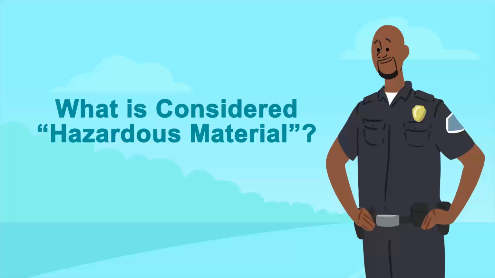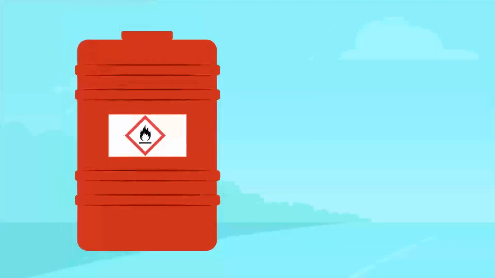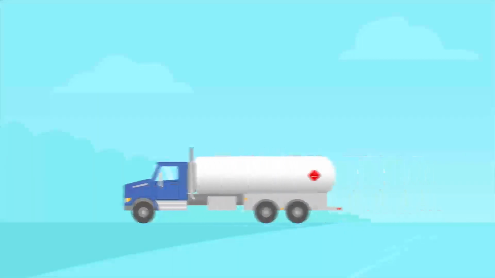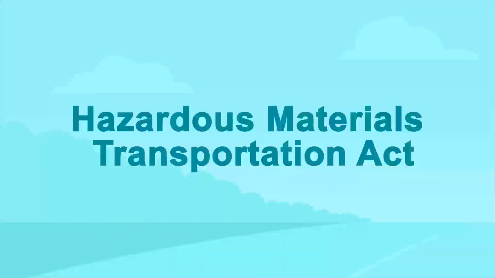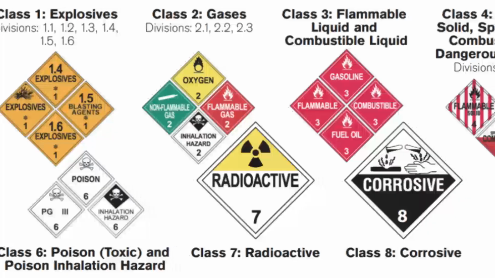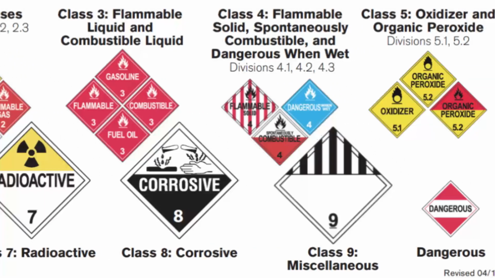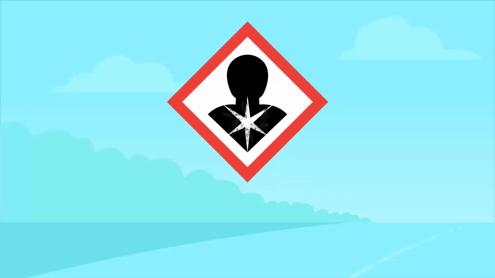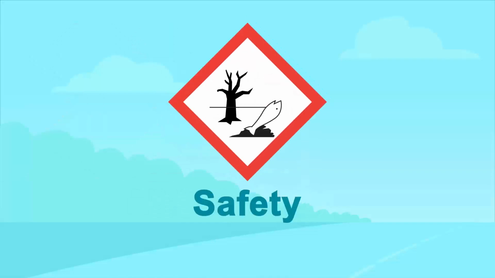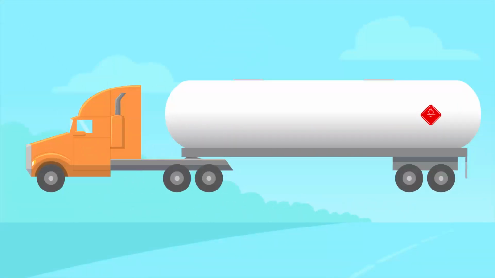What is considered hazardous material? The United States Department of Transportation receives authority to regulate the transportation of hazardous materials from the Hazardous Materials Transportation Act through the Federal Hazardous Materials Regulation. According to the Federal Motor Carrier Safety Regulations, hazardous material is a substance or material which has been determined by the Department of Transportation to be capable of posing an unreasonable risk to health, safety, or property when transported in commerce, and which has been so designated.